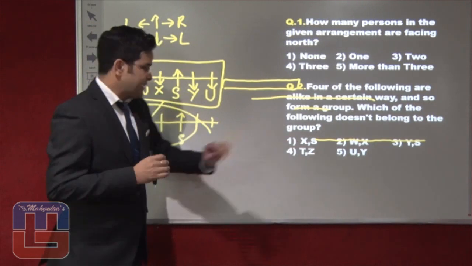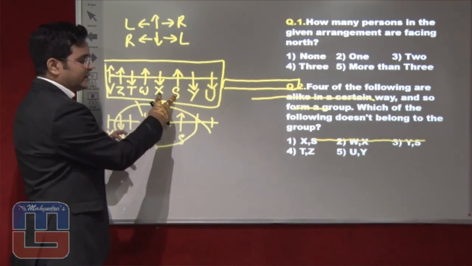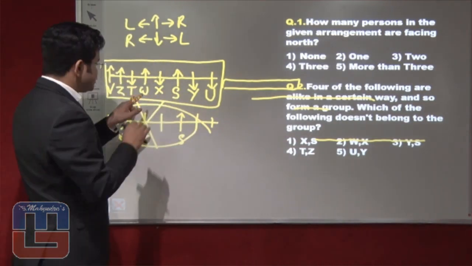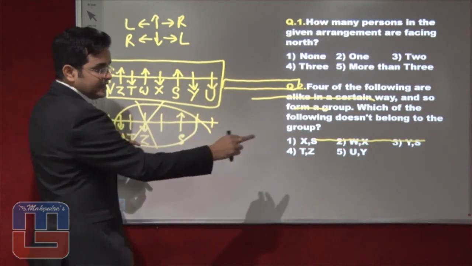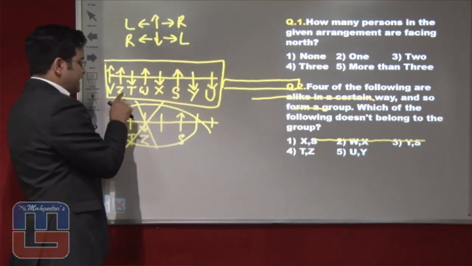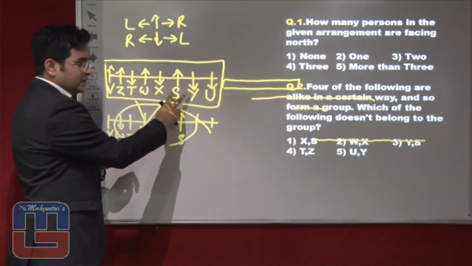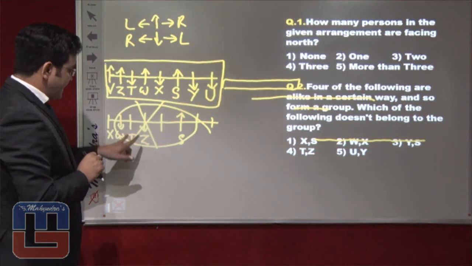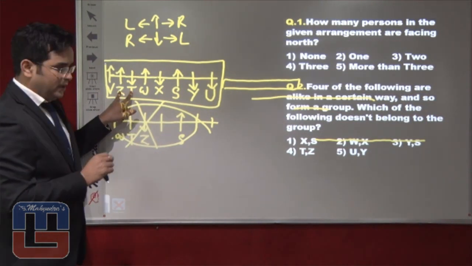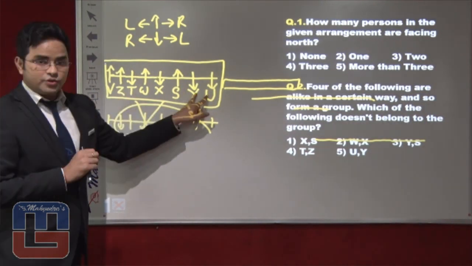So check it. Firstly, X and S. Next, both are together. The next one says the third option is Y and S. Y and S, they are together. Next one, T and Z. T and Z together, and U and Y, they are together.